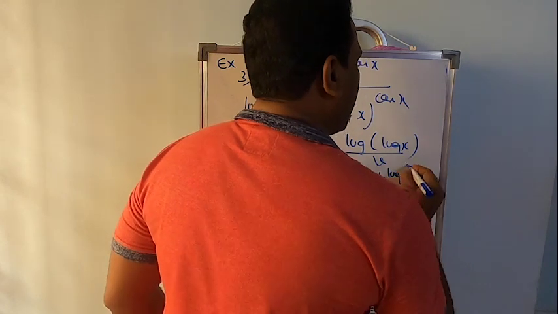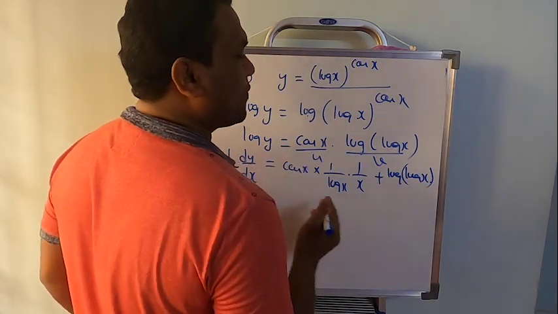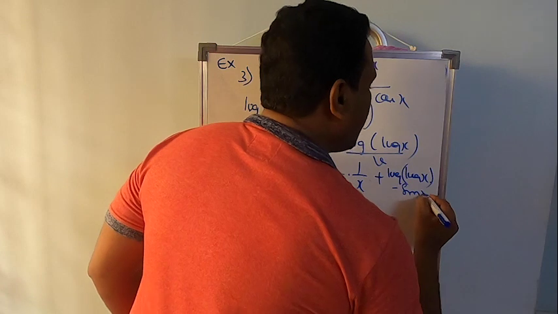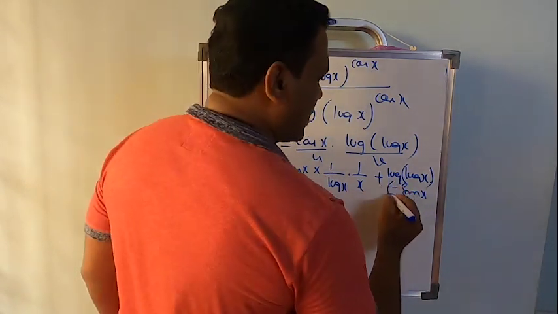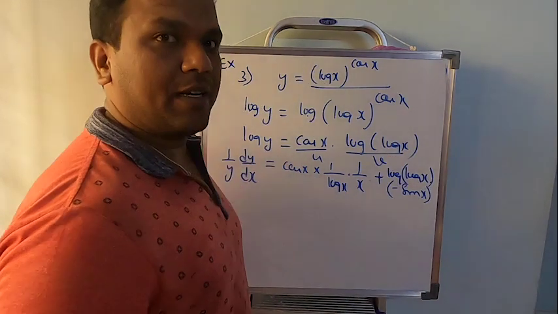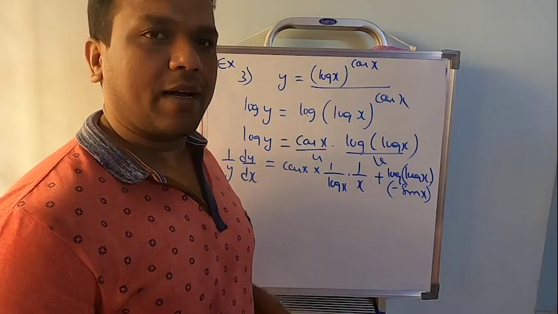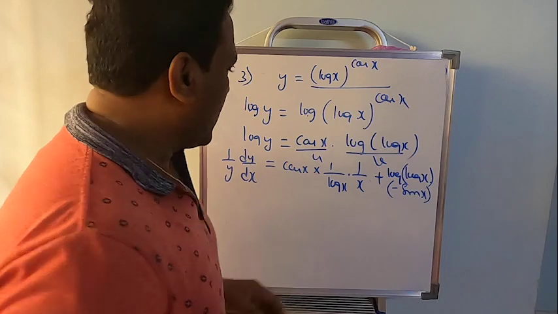of log x multiplied by differentiation of cos x. Differentiation of cos x will be minus sin x. It will be meaningless to write without the bracket. So I suggest, if you're differentiating and you're getting a minus sign, put the brackets. Okay, now let's simplify it further.